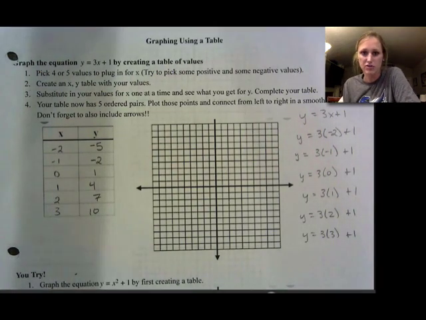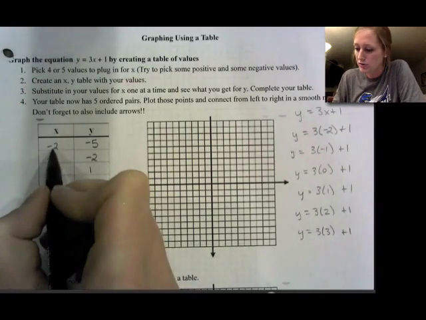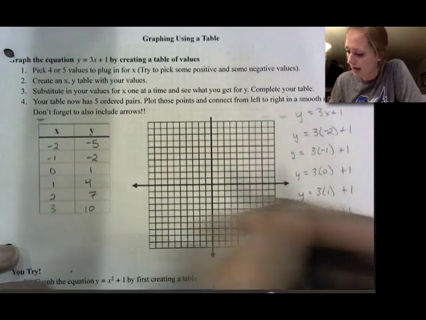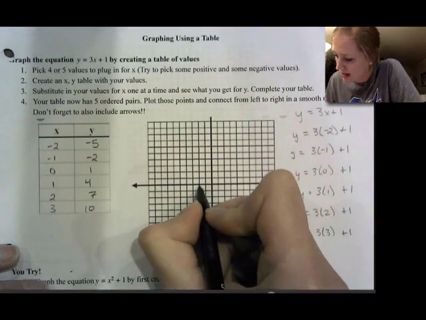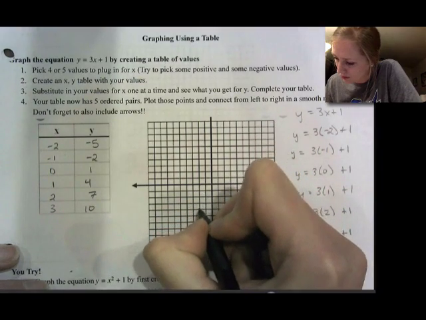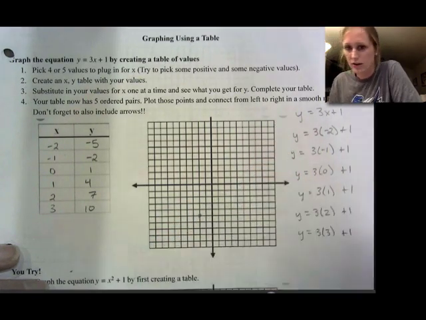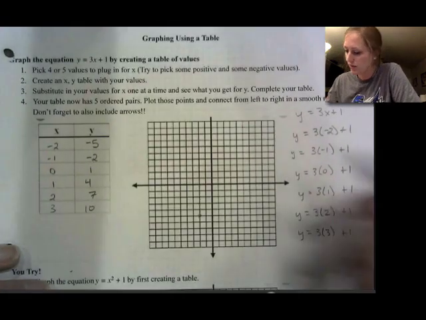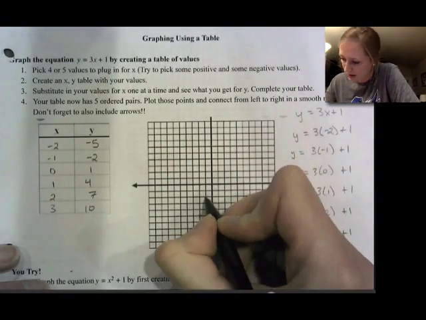So we're going to graph these on our graph. So the first one is negative 2, negative 5. So negative 2 and then up to, or excuse me, down to negative 5. 1, 2, 3, 4, 5. Okay, now I have negative 1, negative 2, so left 1 and down 2.